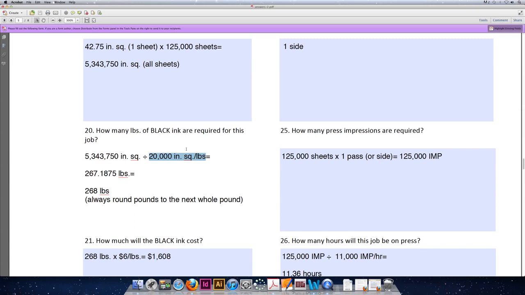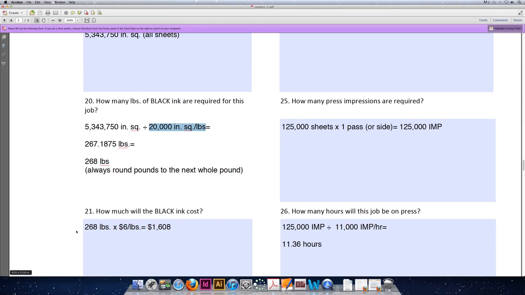Once we know how many pounds we're purchasing, we can multiply that times 6 because that's the cost of our ink. It's $6 for every 1 pound. So 268 times $6 for every 1 pound means we will spend $1,608 on black ink.